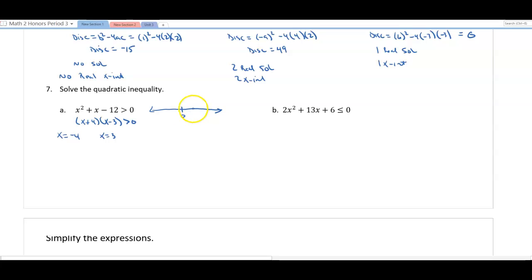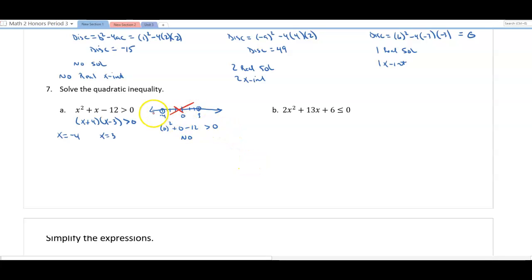So if I go over to the number line, I'm going to go to positive 3 and to negative 4. And I'm going to use 0 as a test point. I can plug 0 into either one of these equations. I feel the first one's easier. So, does 0 squared plus 0 minus 12 make a true statement? Is it greater than 0? The answer to that is no, which means you will not use the shaded region in between.